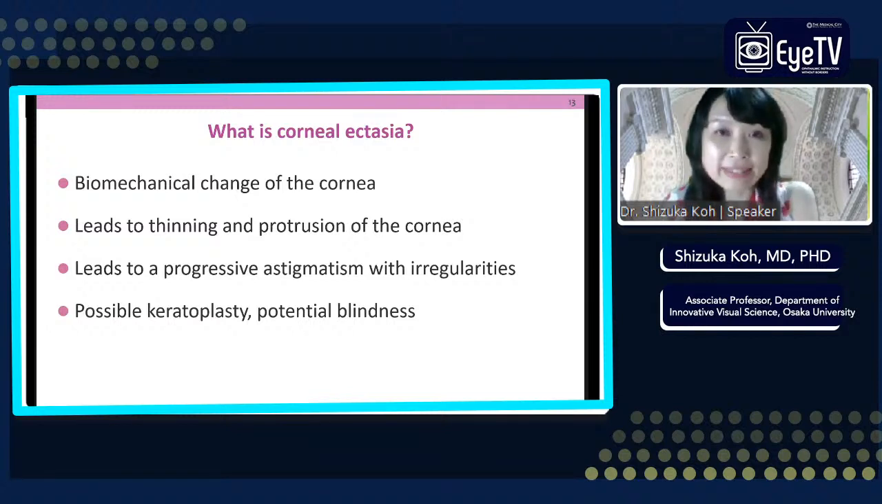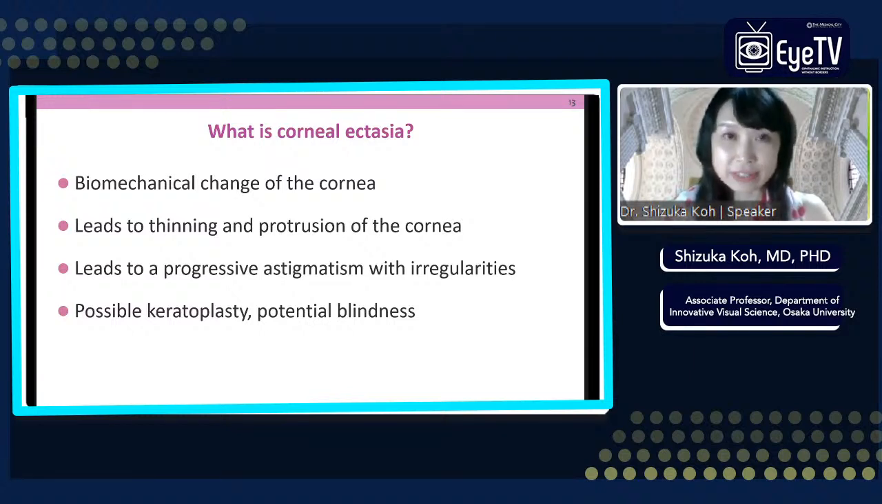What is corneal ectasia? Corneal ectasia is a biomechanical change of the cornea, leading to thinning and protrusion of the cornea. Also, it leads to progressive astigmatism with irregularities. If it progresses strongly, possible keratoplasty or potential blindness might be considered.